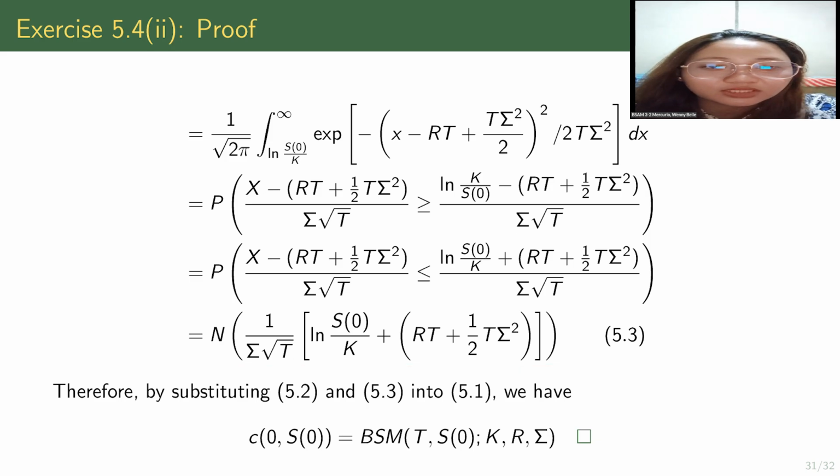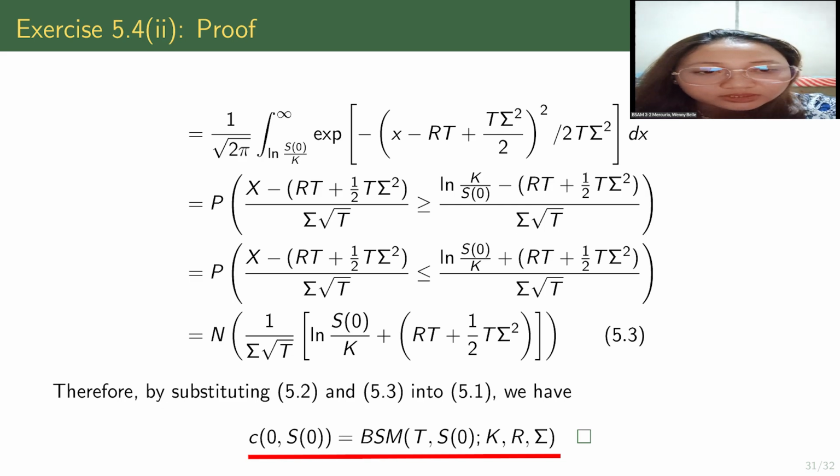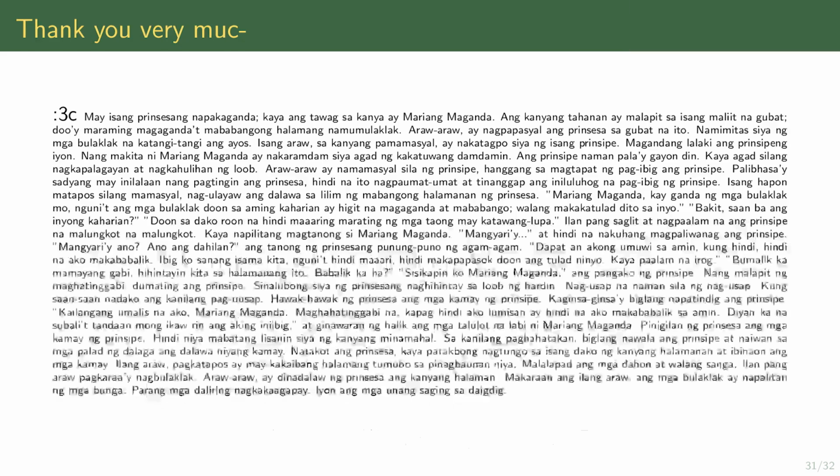Therefore, by substituting equation 2 and equation 3 into equation 1, we have the European call equal to BSM, the Black-Scholes model, of T, S(0), K, and the constant rate and the volatility.